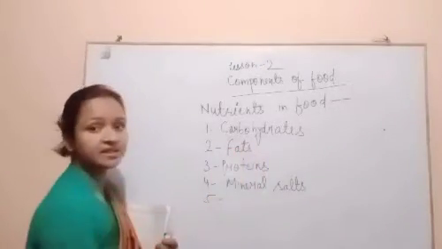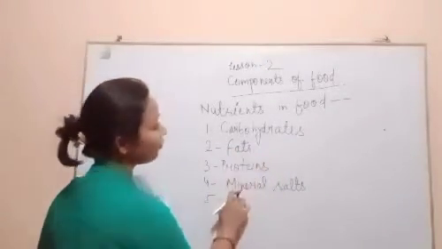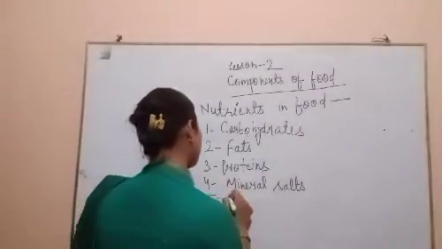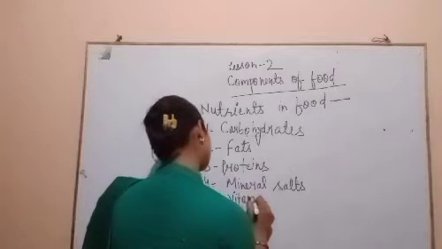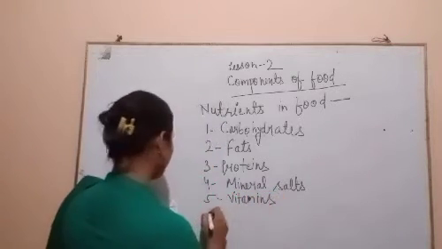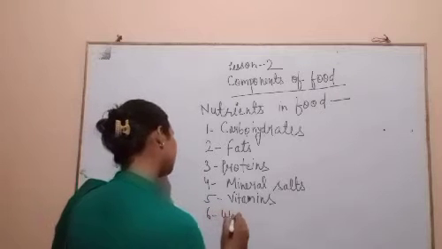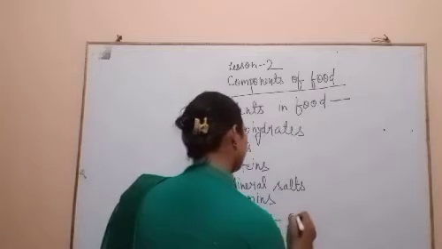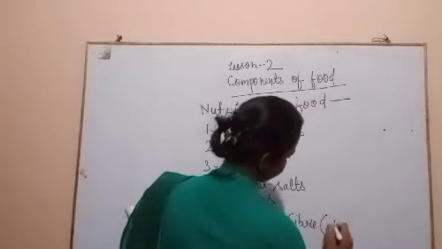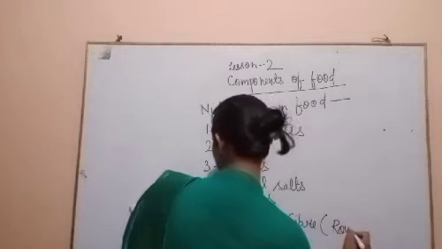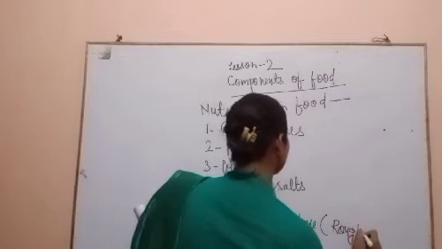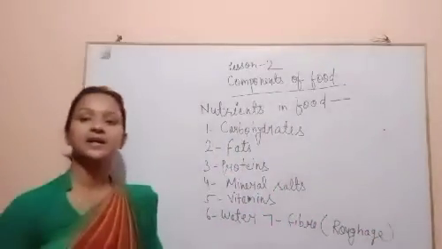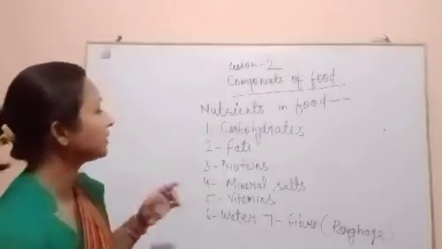First one is the carbohydrates. Second one is the fats. Third one is the proteins. Fourth one is the mineral salts. Fifth one is the vitamins. Sixth one is the water. And seventh one is the fiber. Fiber is also called the roughage.